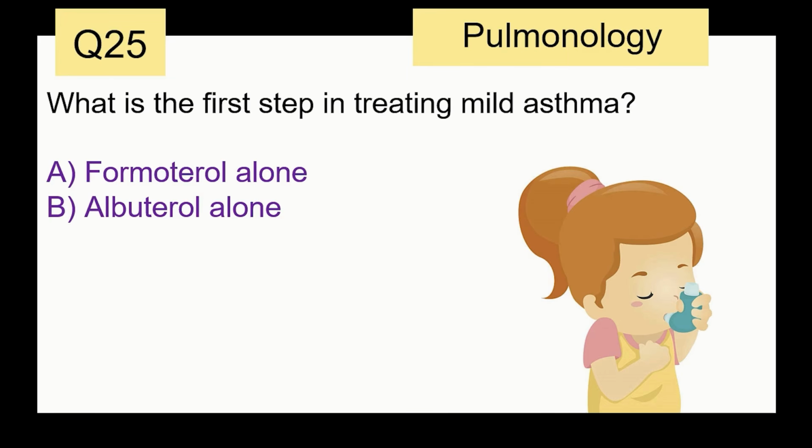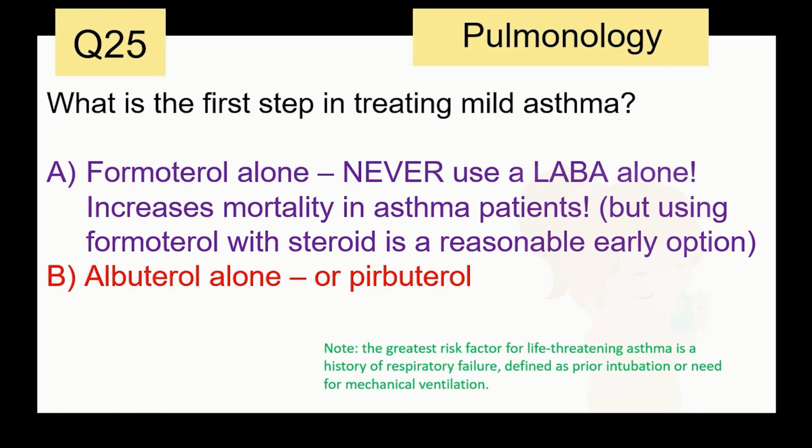Question 25. What's the first step in treating mild asthma? And the answer is albuterol alone. I wrote over here, or levalbuterol. Not formoterol alone. We never use LABA alone. It increases mortality, actually, in asthma patients. But using formoterol with a steroid may be a reasonable early option, but since we may be dealing with mild or intermittent asthma, we want to go with albuterol alone.